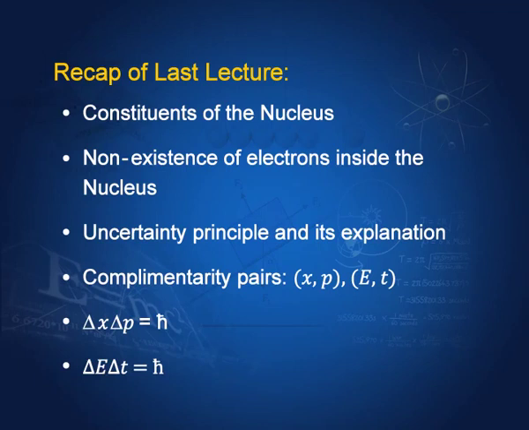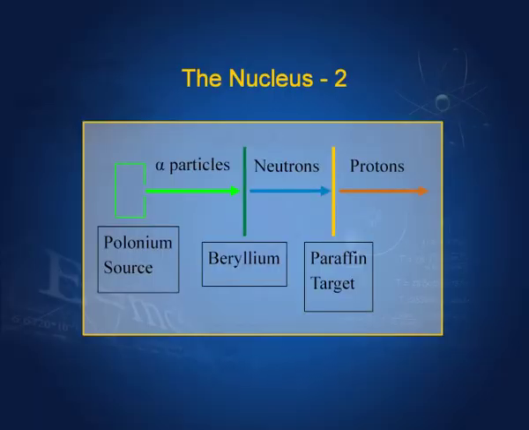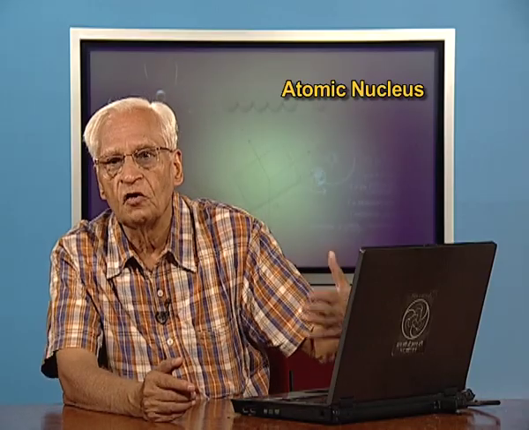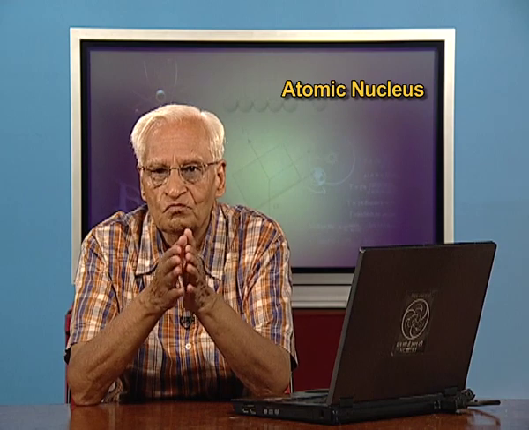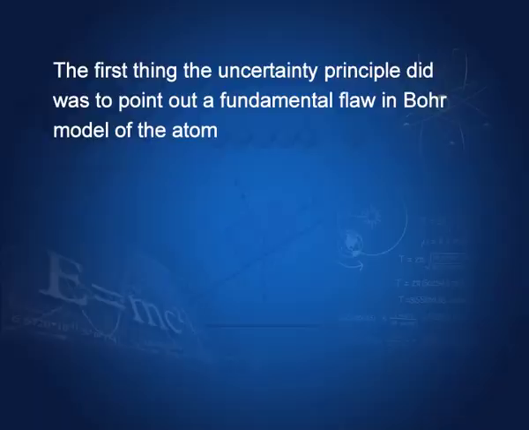Now, in this lecture, we resume our story of the structure of the nucleus. Since precise knowledge of a complementarity pair of variables is prohibited by the uncertainty principle, quantities like position, momentum, energy and time can only be known in terms of their probabilities. The first thing the uncertainty principle did was to point out a fundamental flaw in the Bohr model of the atom. You know, the Bohr model said that electrons exist in orbits around the nucleus.